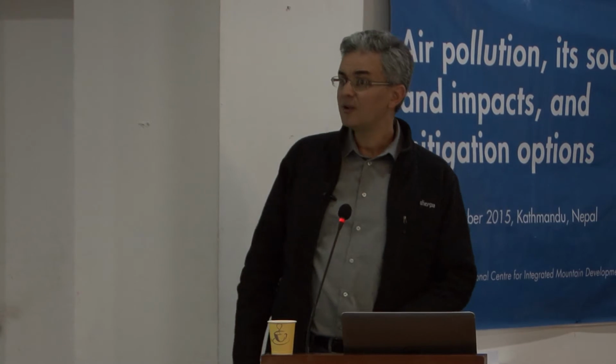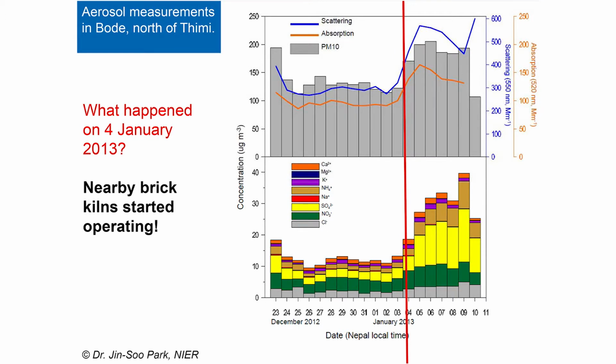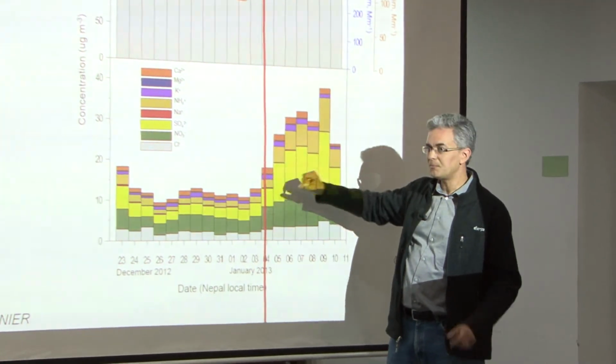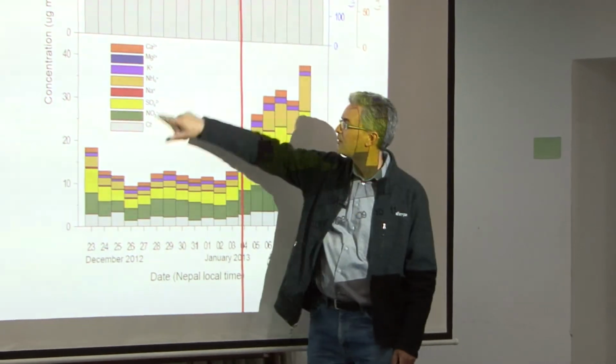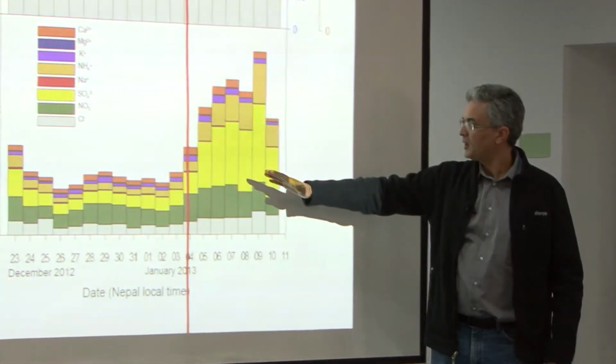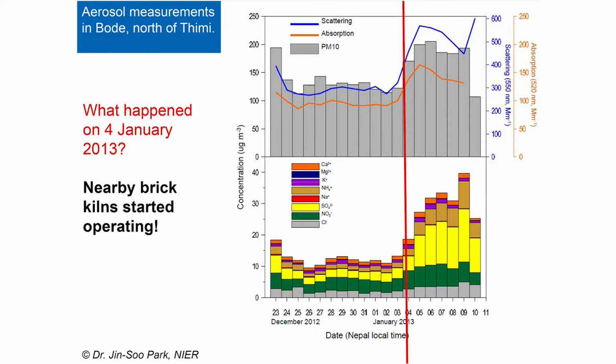And then in Borde, which is close to the brick kilns around Bhaktapur, the top one is just PM10. The bottom one is different minerals, different chemical species that make up PM10. So calcium, chlorine, sulfate, sodium. You see a sudden jump and increase in pollution around January 4th. That's when the brick kilns started operating.